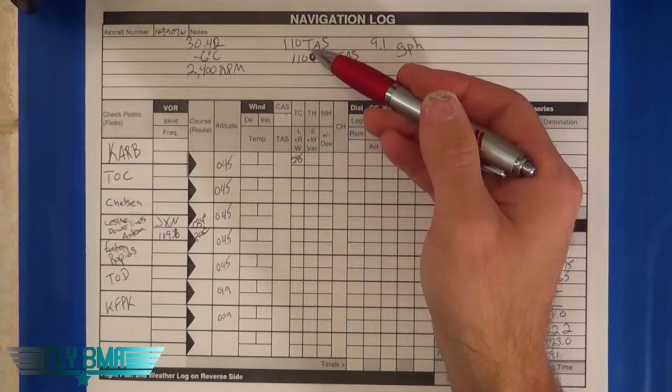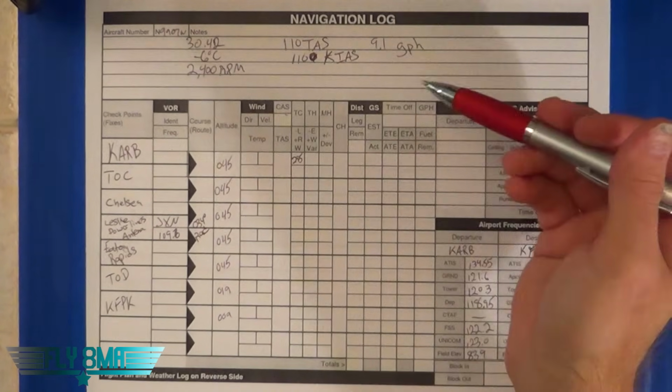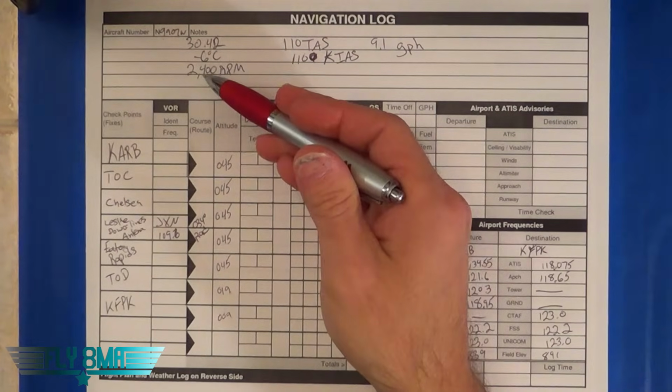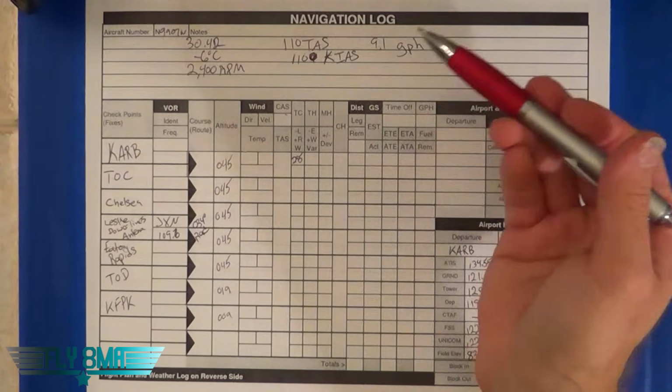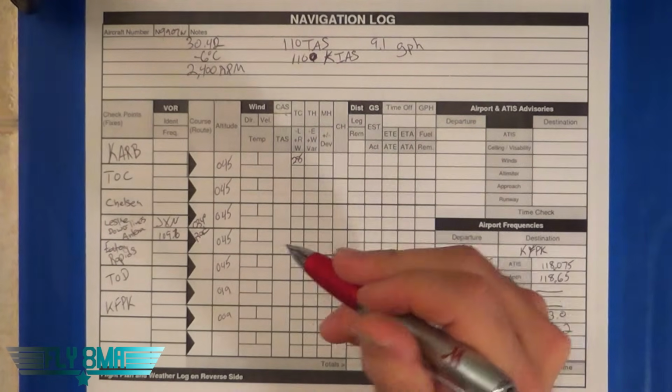If you're going slower with 2400 RPM than you had expected, well, you're going to take longer, you're going to burn more fuel. And of course, if you add power and go more than 2400 RPM to go that speed, you're going to burn more fuel. So of course, it all comes down to making sure that you have enough fuel to get there.